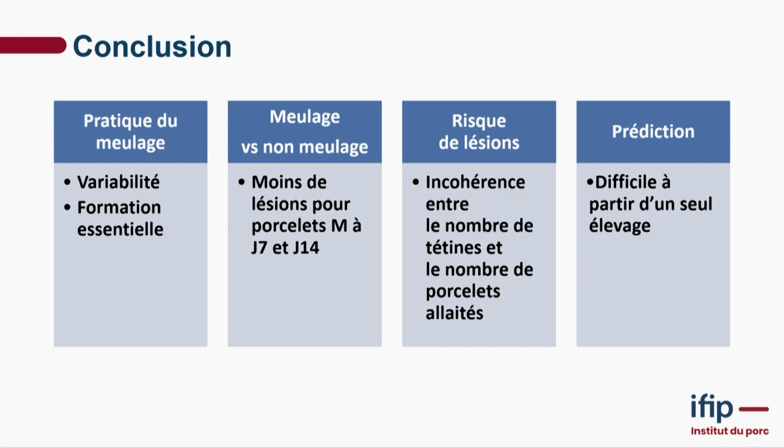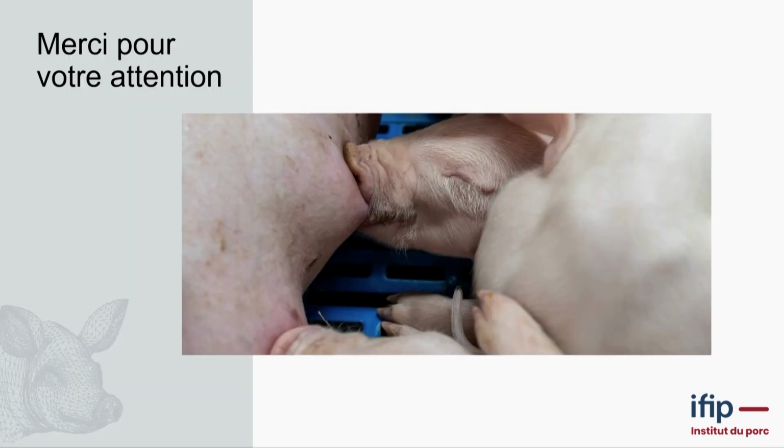inconsistency between the number of functional teeth on the sow and the number of piglets, and the quality of the prediction model is average, because there are many elements that we may not see that correspond to practices that we have in our Romillé farm.